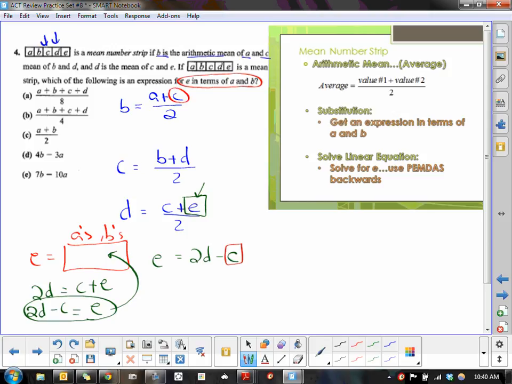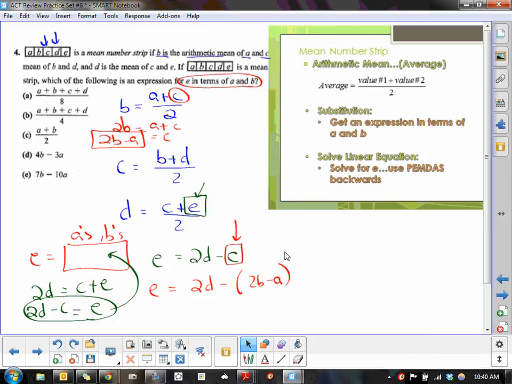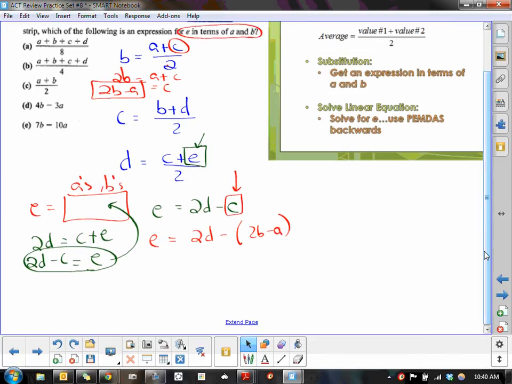Well, that's going to take the same techniques I had to solve this one for E. I'm going to first multiply times 2. 2 times B equals A plus C, which means C is equal to 2B minus A. This is what I'm going to replace for C right here. So now I can write E equals 2 times D minus the value of C, which is 2B minus A. And maybe I'll clean that up just a little bit so I don't have to look through that negative sign. So that means it's 2D minus 2B plus A.